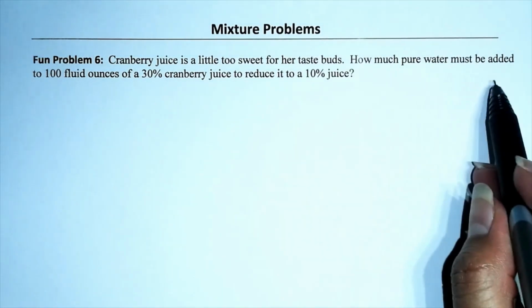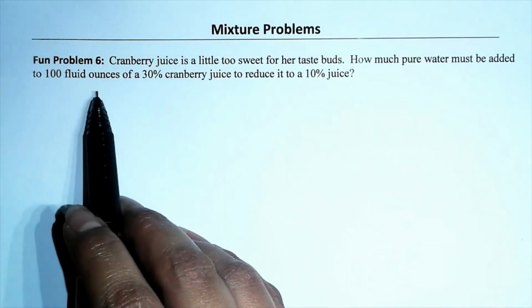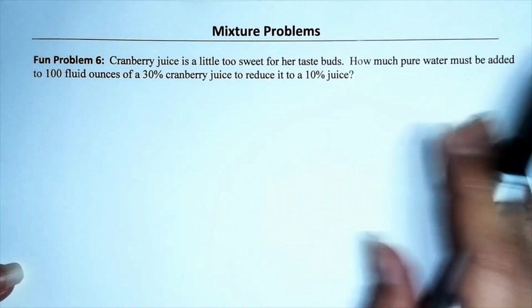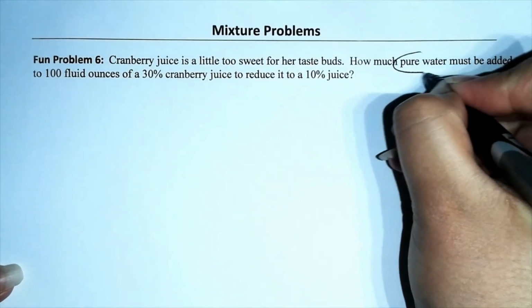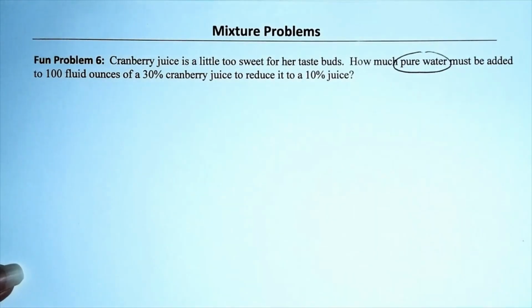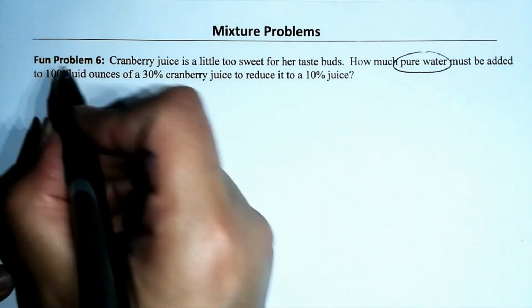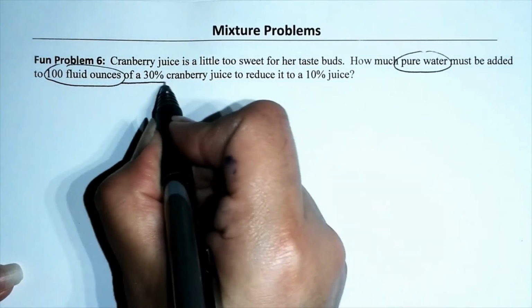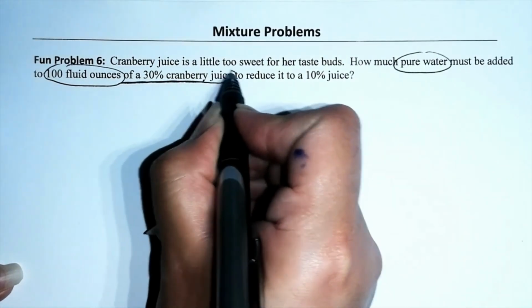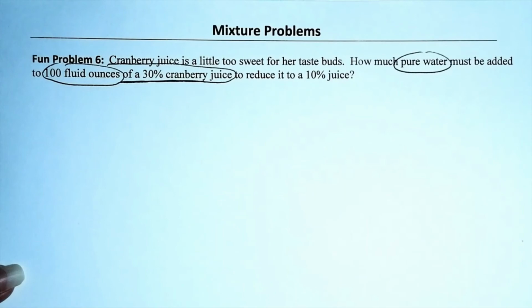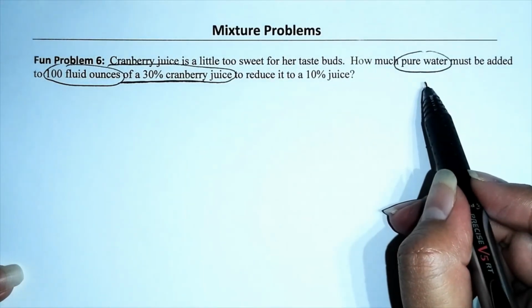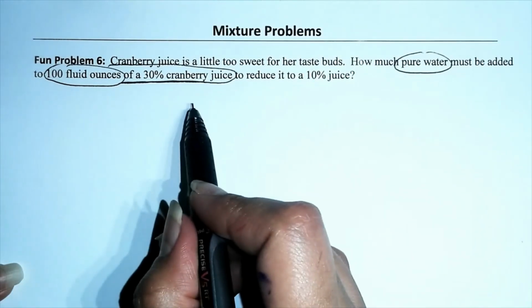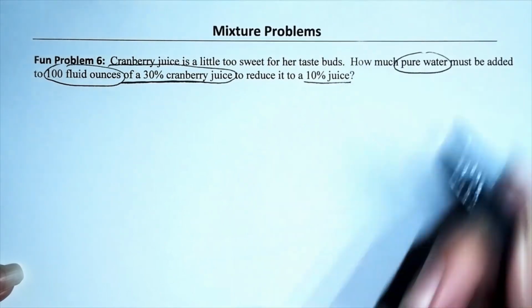How much pure water must be added to 100 fluid ounces of a 30% cranberry juice to reduce it to a 10% juice? So we're going to take some pure water, add to it 100 fluid ounces of a 30% cranberry juice, and reduce it to a 10% juice.